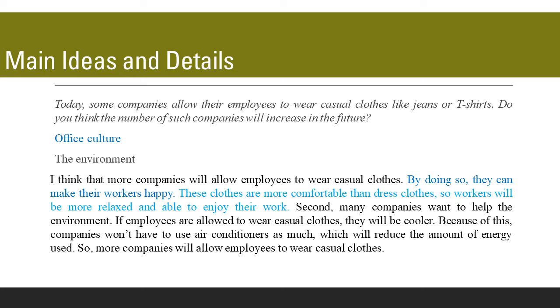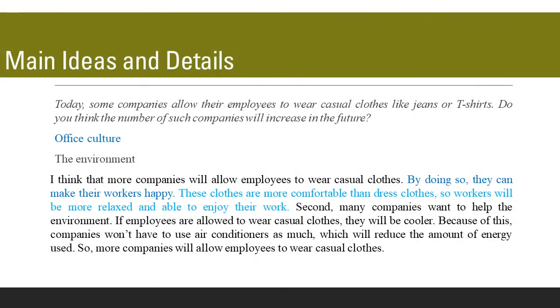One more time, we'll have in darker blue the main supporting point, where we just repeat the idea about office culture. And then the light blue sentence will give more details about the dark blue sentence. Okay, let's take a look at it. The topic sentence was, I think that more companies will allow employees to wear casual clothes. By doing so, they can make their workers happy. These clothes are more comfortable than dress clothes, so workers will be more relaxed and able to enjoy their work.